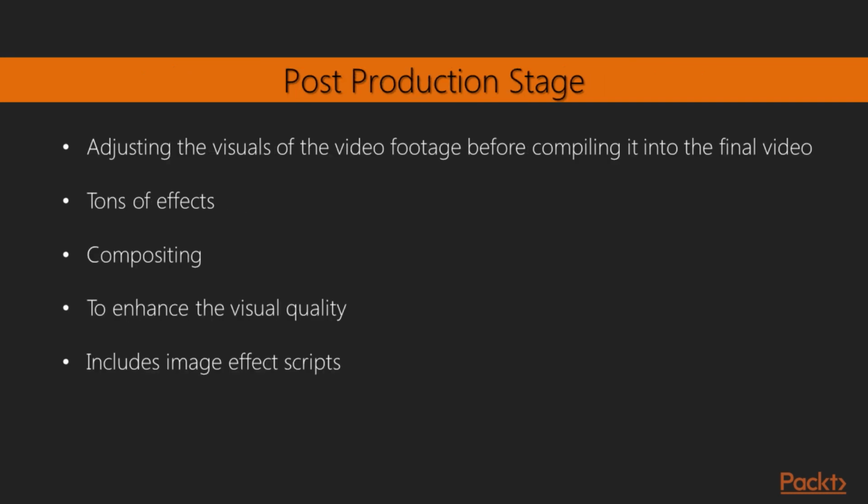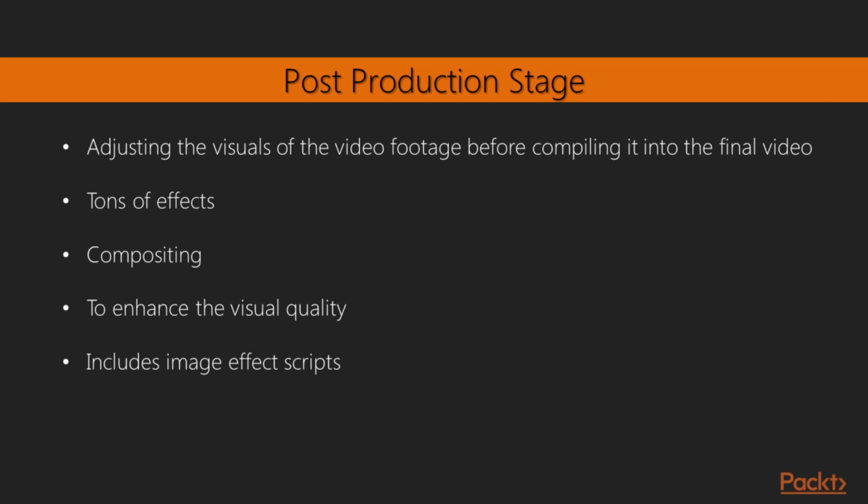Normally, in the post-production stage of a live-action film or an animation, video editors will start adjusting the visuals of the video footage before compiling it into the final video. Tons of effects will be applied to the footage, and the overall color and mood will be carefully adjusted to fit the style they want. This process is what we call compositing.